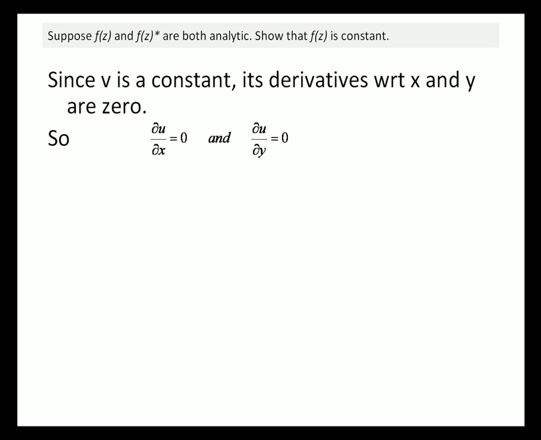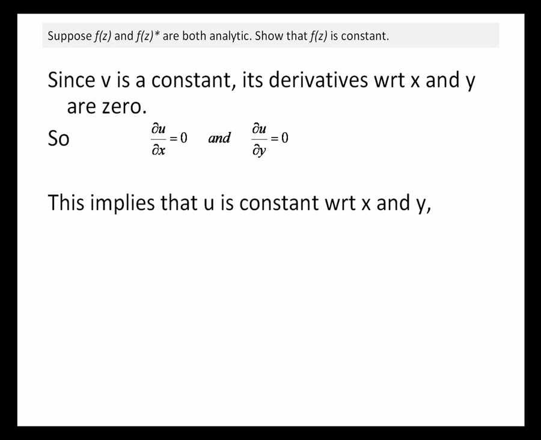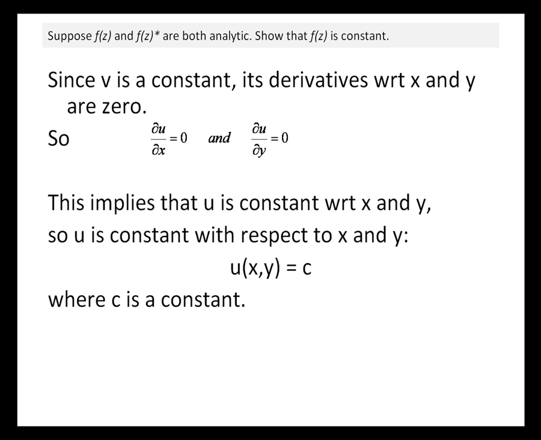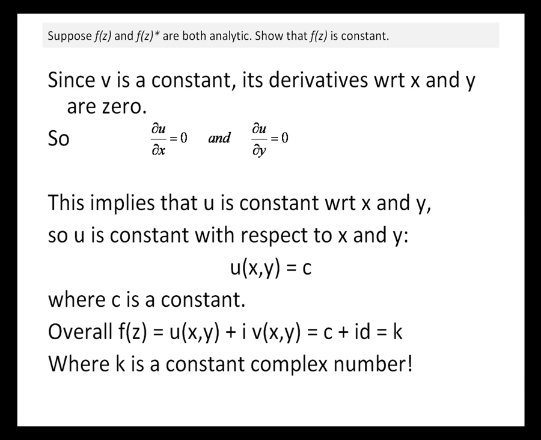And that follows looking at the Cauchy-Riemann equations and just substituting in the fact that v is a constant, or equivalently, v's derivatives with respect to x and y are both 0. So again, this implies that u is a constant with respect to x and y. So overall, we now have that f of z, which is u of xy plus i v of xy, must be c plus id, where both c and d are constant real numbers, and that must be equal to k, where k is a constant complex number.